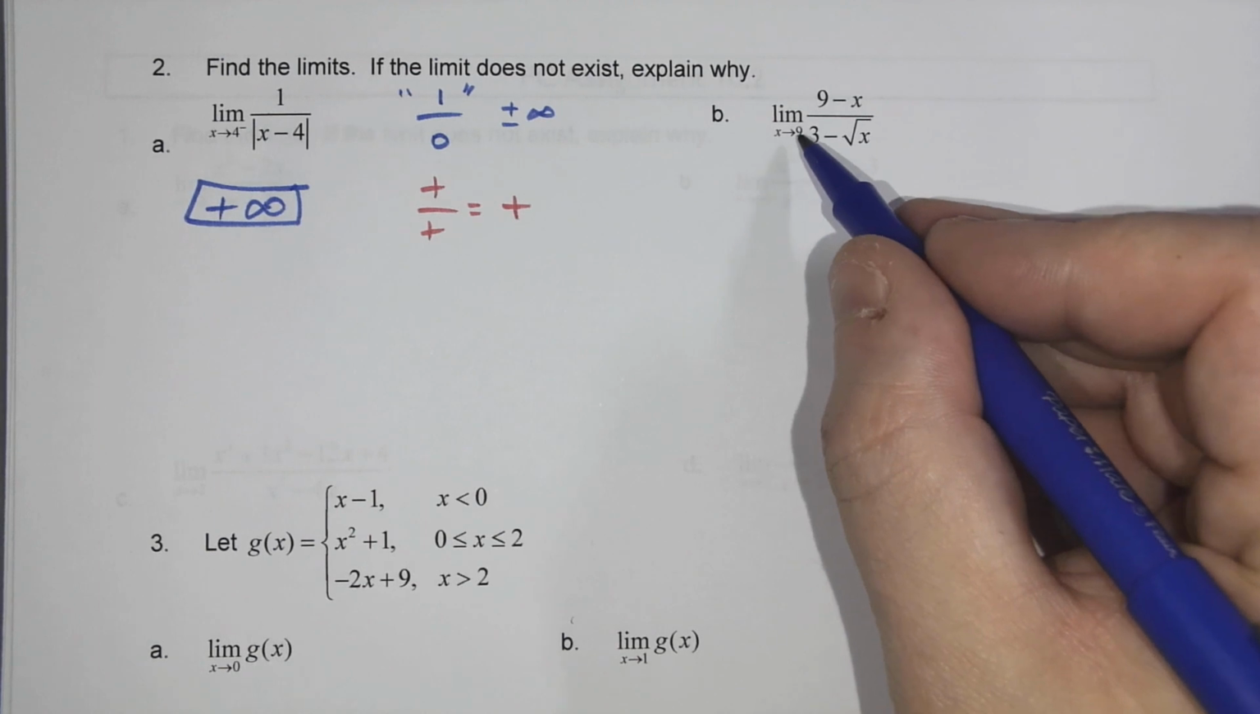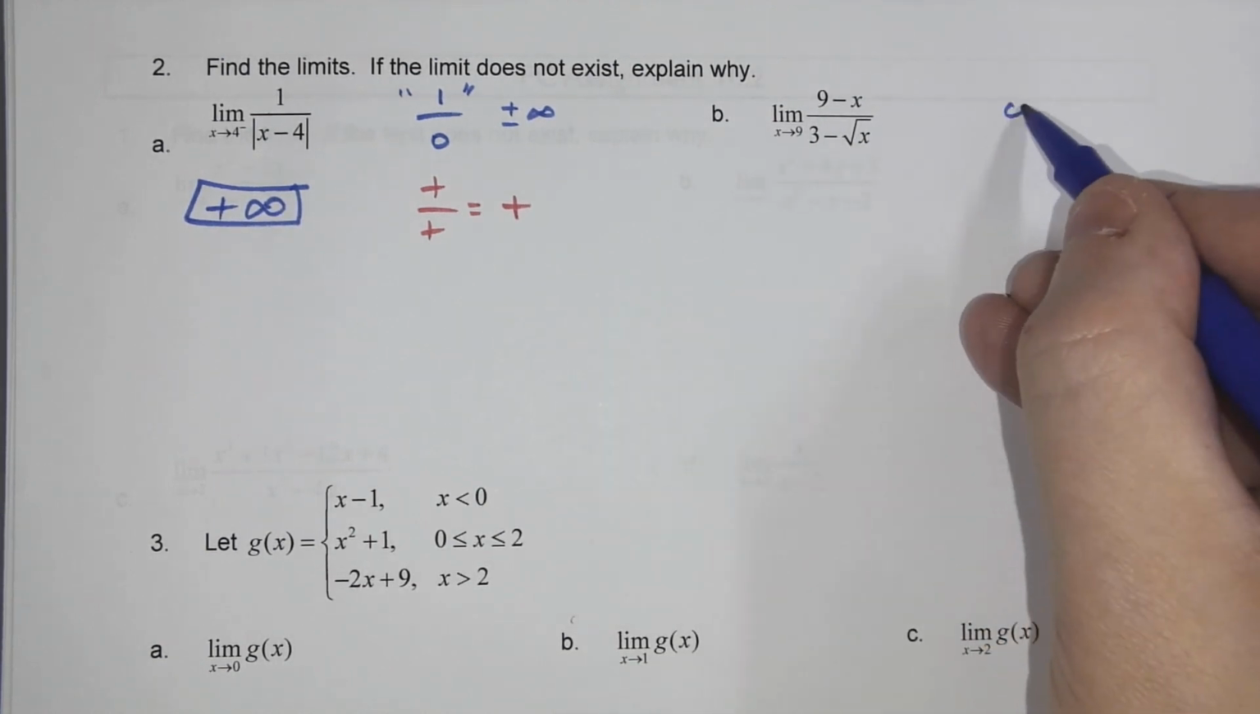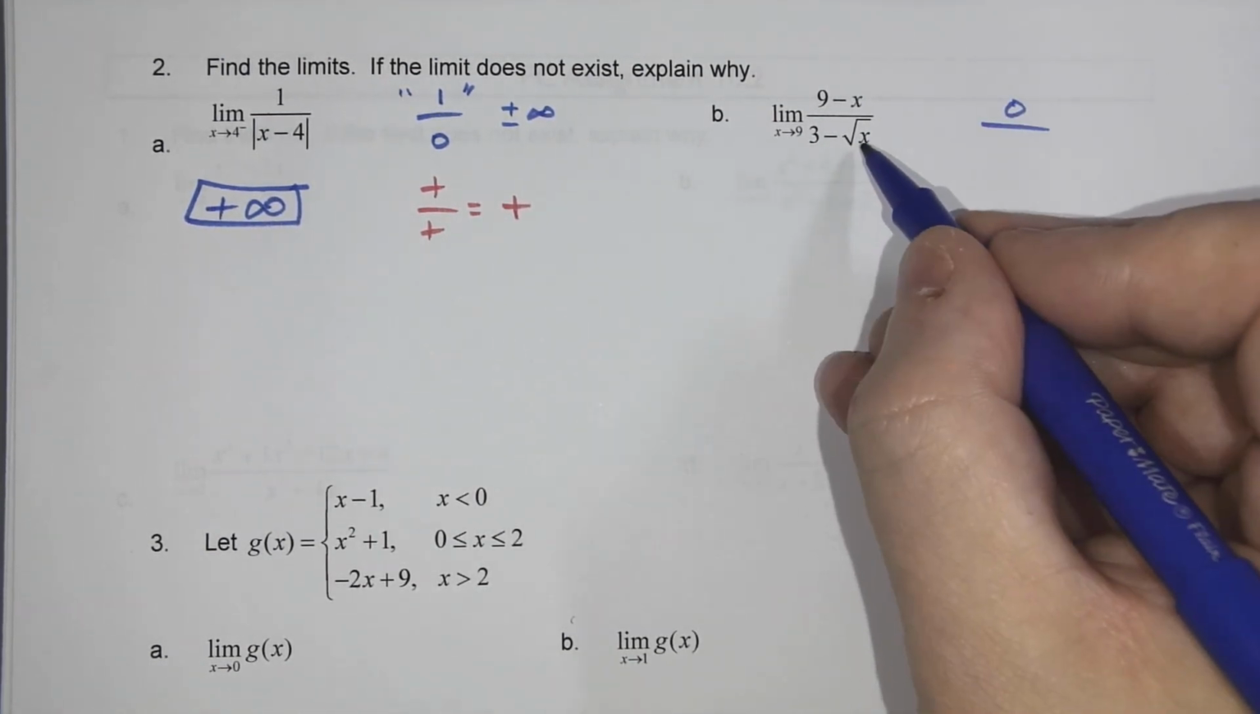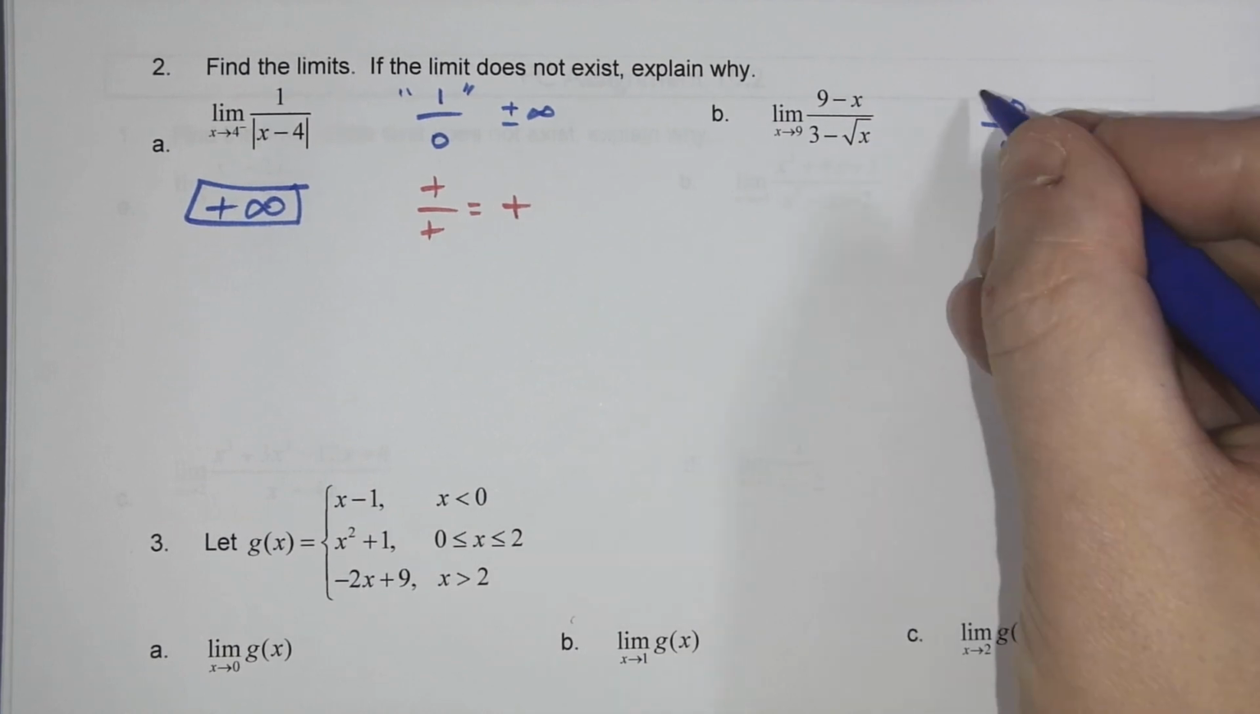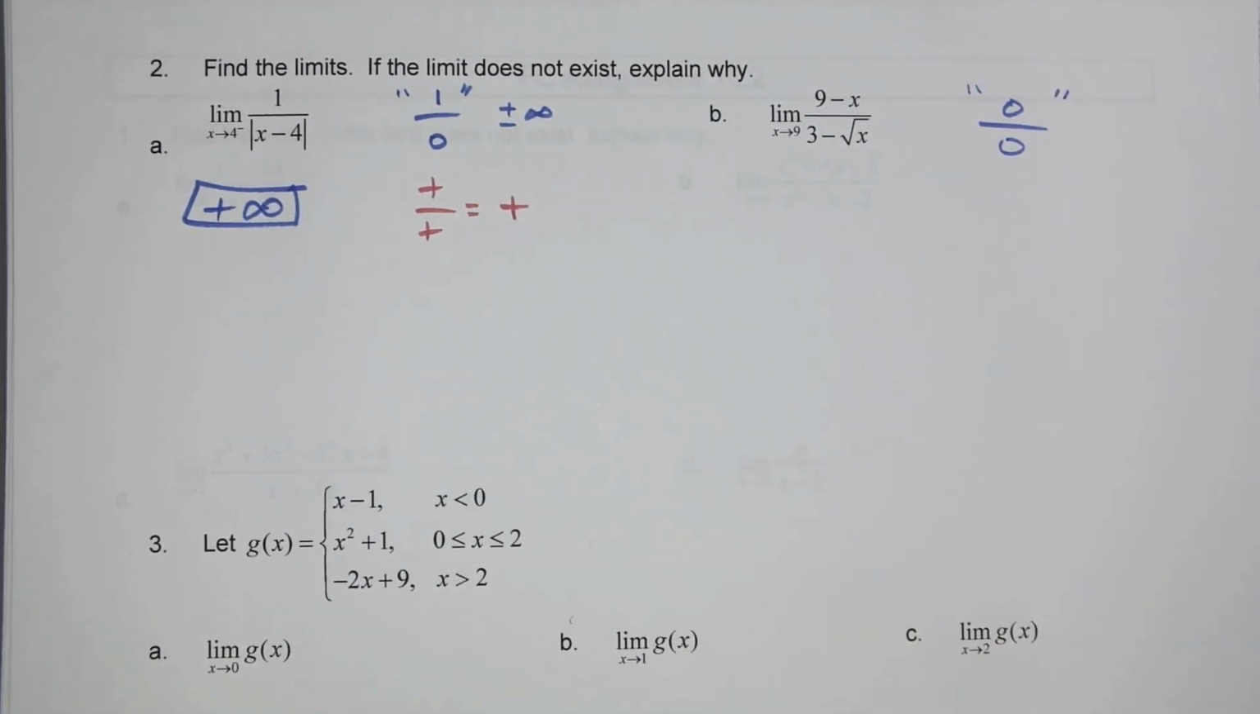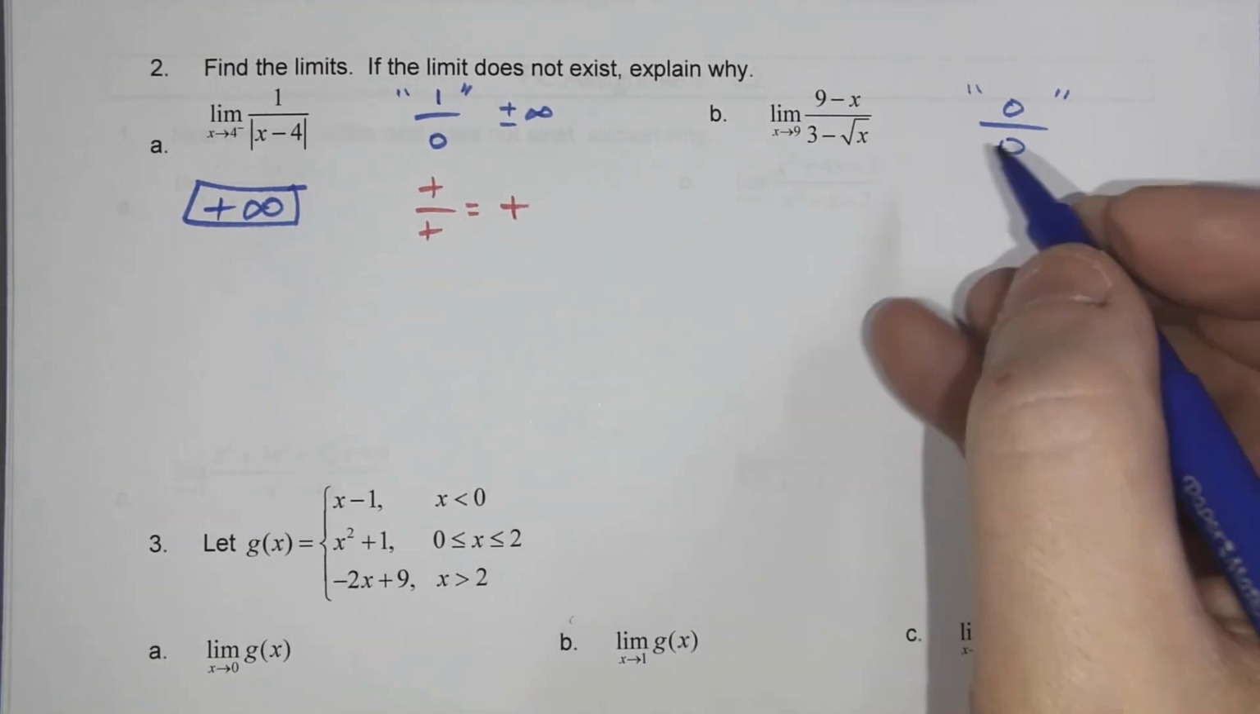B, stick in 9. 9 minus 9 is 0. Radical of 9 is 3, and 3 minus 3 is 0. So this one's undefined, but it's undefined in the do something stage. So we have to do something.